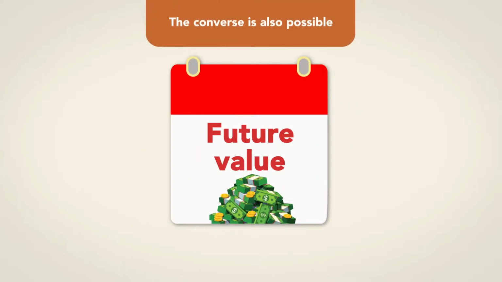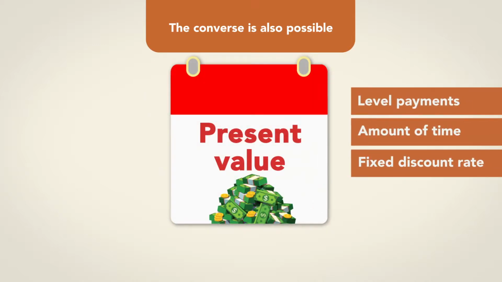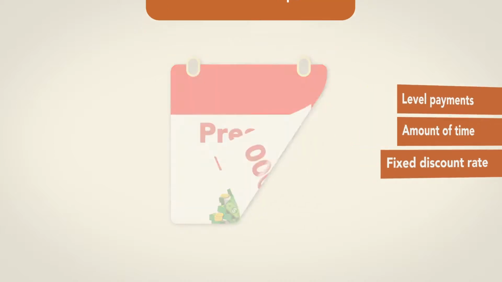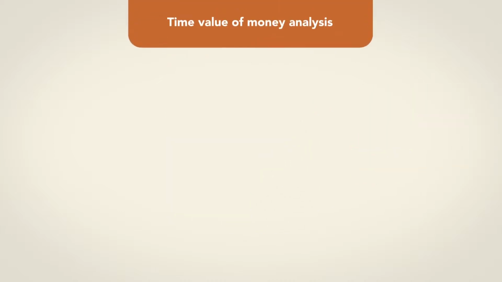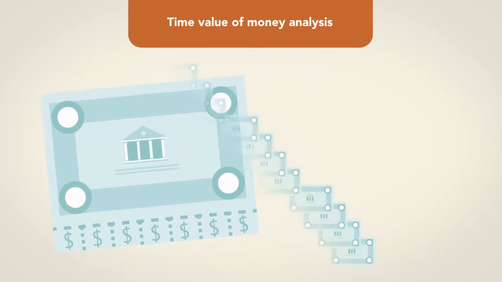The converse is also possible. Assuming level payments, a certain amount of time, and a fixed discount rate, the present value of an annuity may be determined from successive cash flows. The time value of money analysis applies primarily to determining the value of a financial instrument such as a bond with coupon payments or stocks with dividend payments.